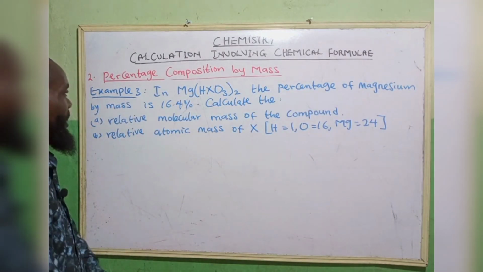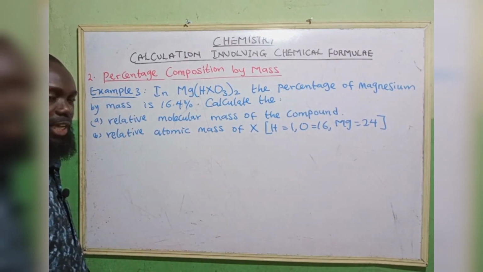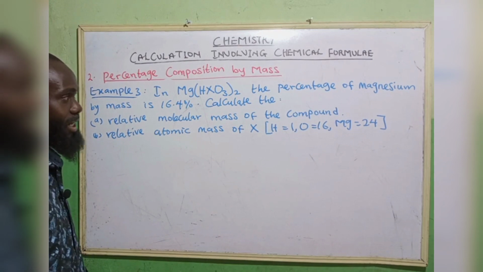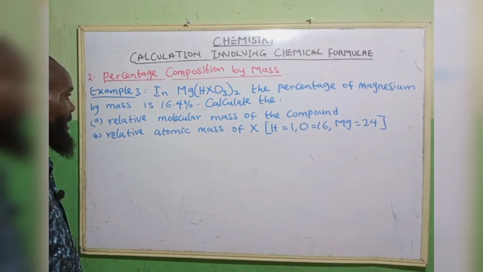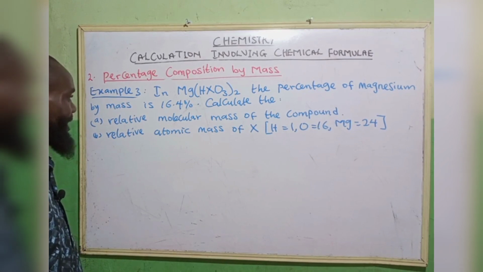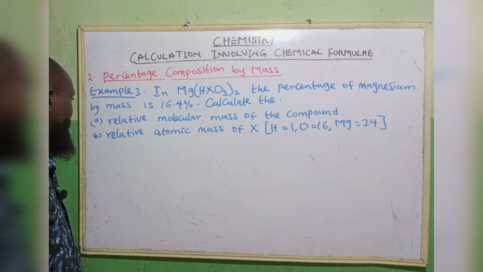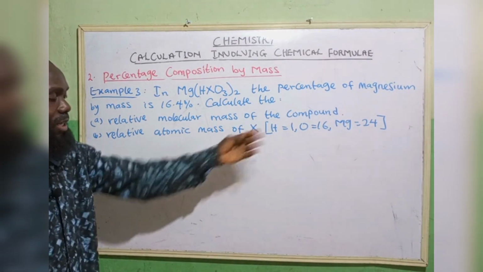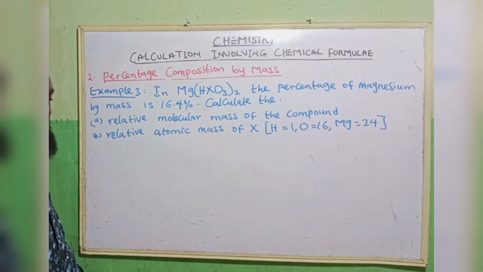Example 3. In Mg(HXO3)2, the percentage of magnesium by mass is 16.4%. Calculate, question A, the relative molecular mass of the compound. Question B, the relative atomic mass of X. Given the atomic mass of each element.